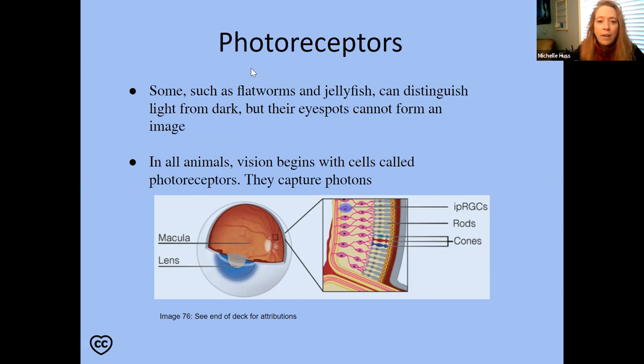This is our eye right here. Light comes in this direction. We only have one lens, and light hits the back of the retina. And we have rods and cones. Cones let us see color, and rods help us see black and white. But we only see a little bit of light that's out there.